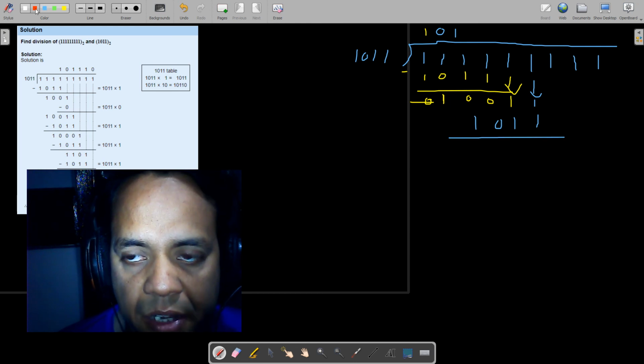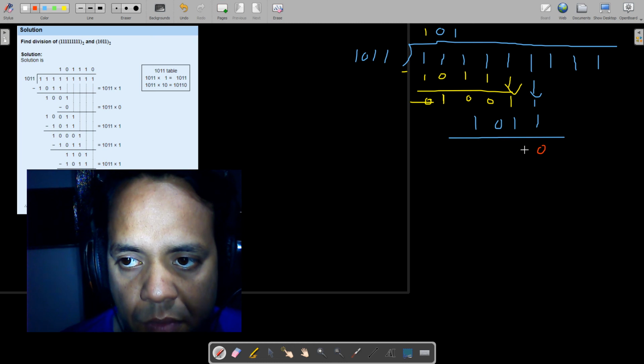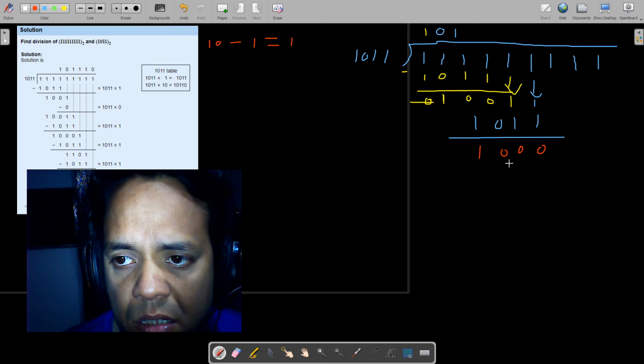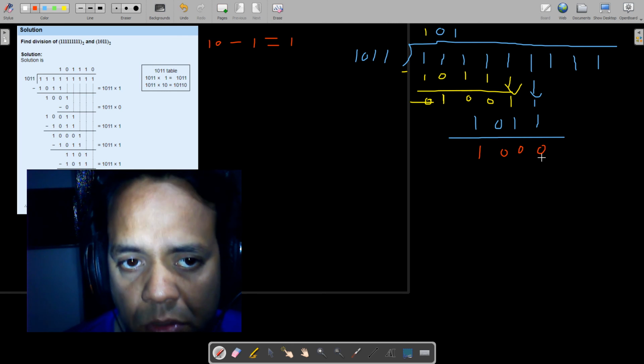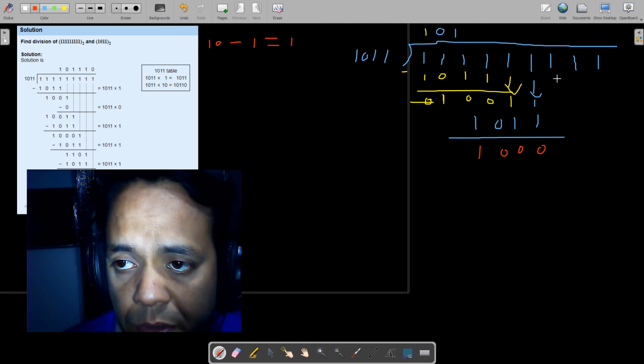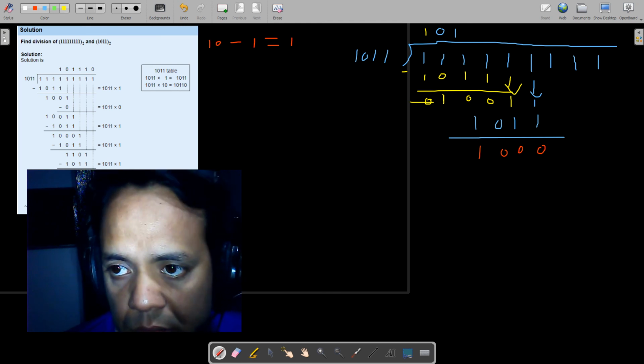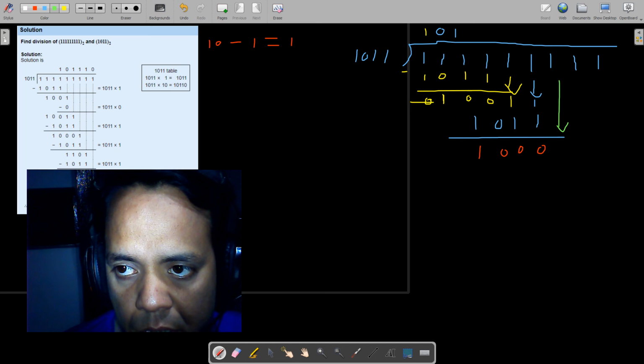So if I subtract, 1 minus 1 is 0, 1 minus 1 is 0, 0 minus 0 is 0, and 10 minus 1. We know the rule of subtraction. 10 minus 1 always gives what? 1. So this is 1. So I got basically the value 1000. Okay. Now what we are going to do is take the next one down. This one I am taking. So this one is coming down.